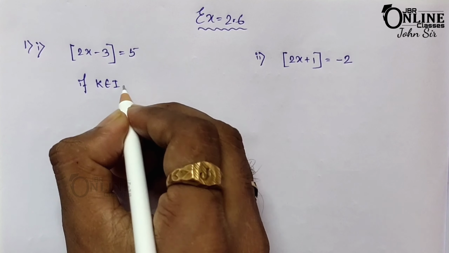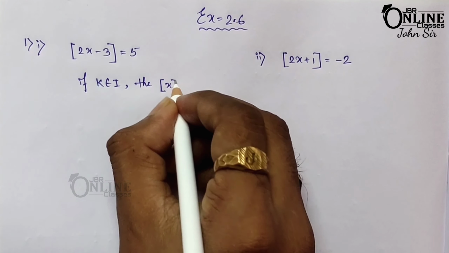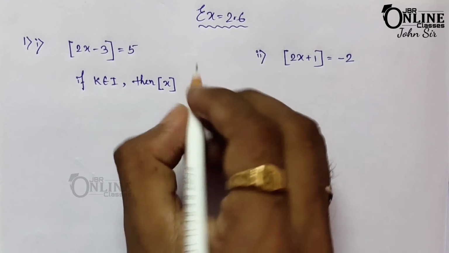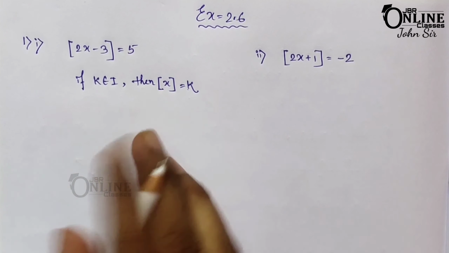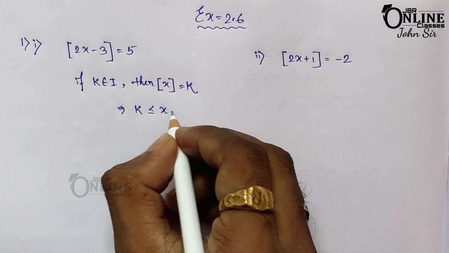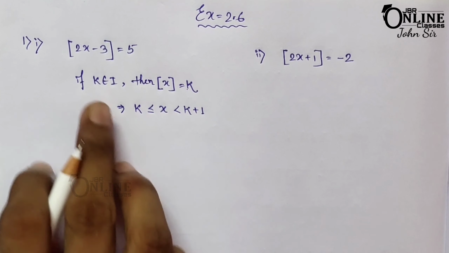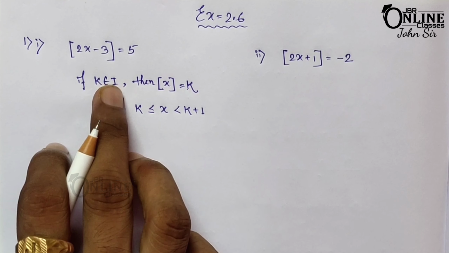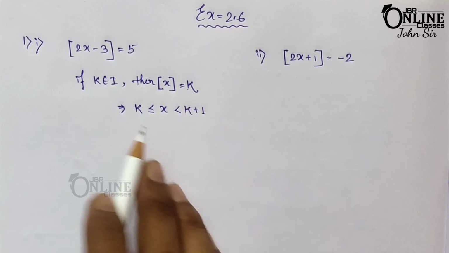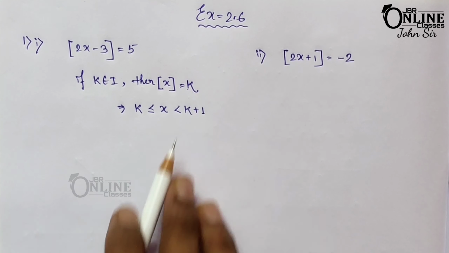So as you know, if k belongs to I, then here the closed interval x equals k, then you can write k less than or equal to x less than k plus 1. Okay, remember that if k belongs to I, that means integer, then from that you can write k less than or equal to x less than k plus 1.